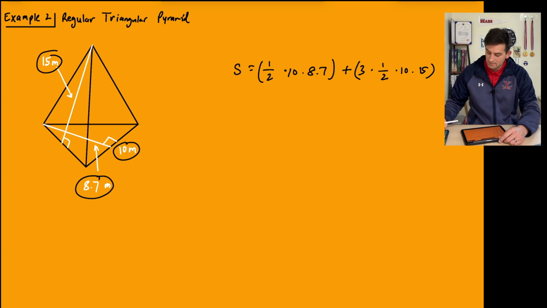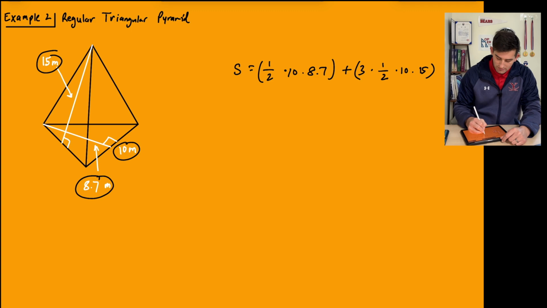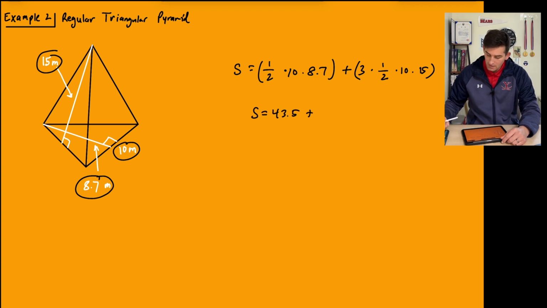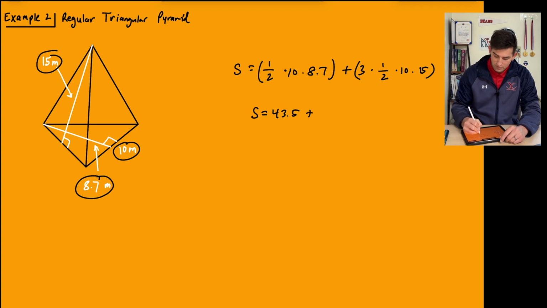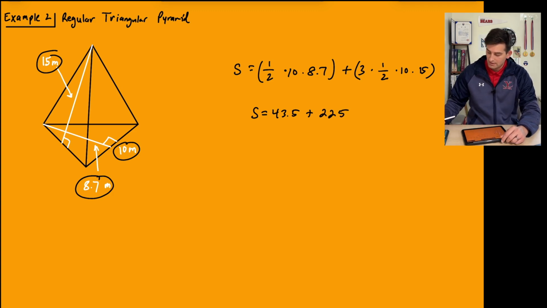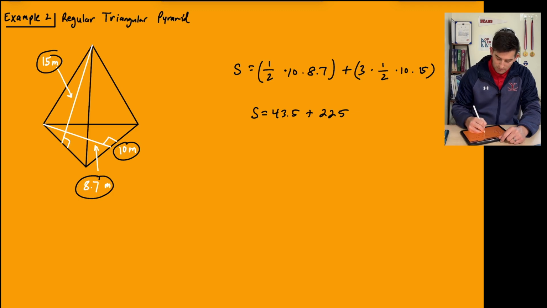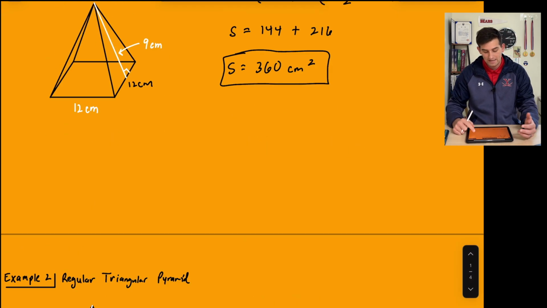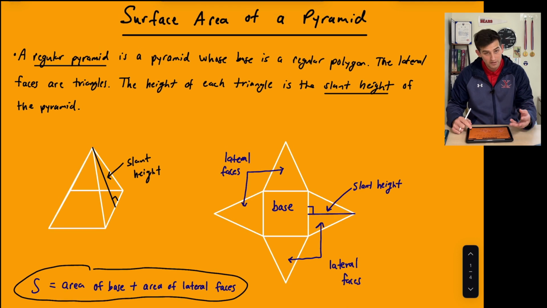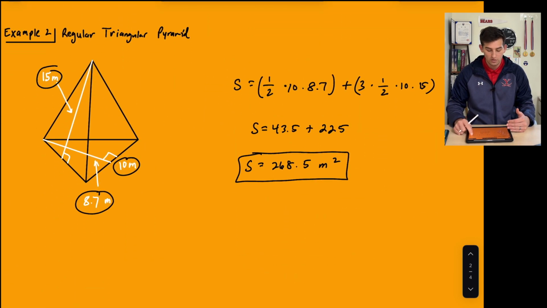So we know 10 times 8.7 would be 87. So if we do 87 divided by 2, that's going to be 43.5. So we know 10 times 15 would be 150. So then let's multiply that by 3, which would be 450, and then divide that by 2, which would be 225. So now we just add 43.5, and we get our surface area of 268.5 square meters. Okay? And that is how we can find surface area of a pyramid, whether it be a square pyramid or a triangular pyramid.